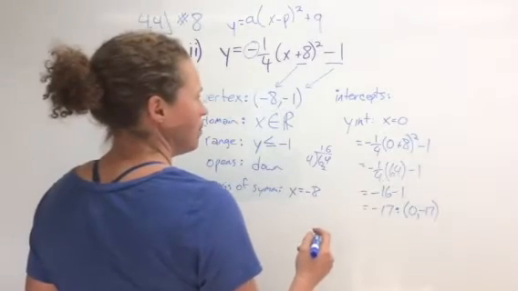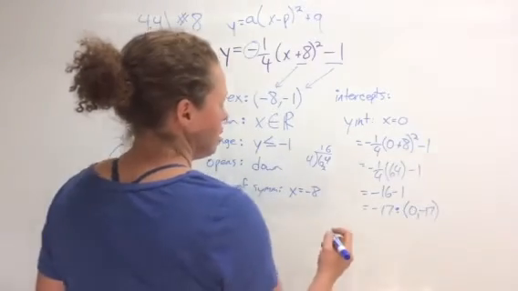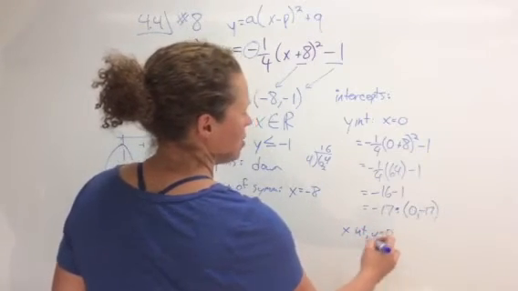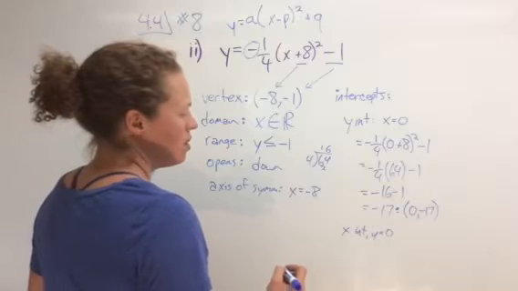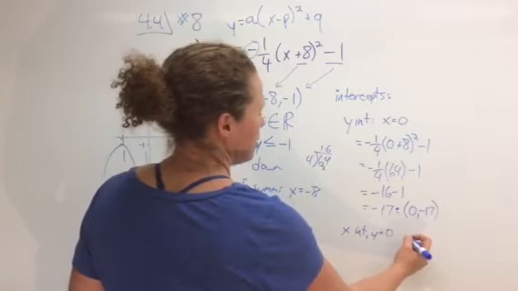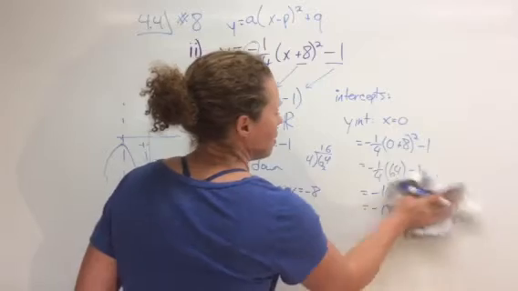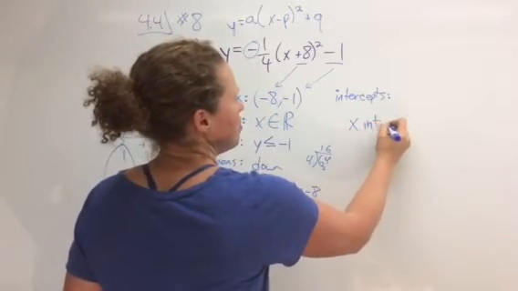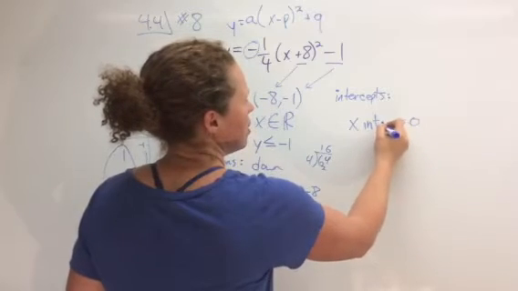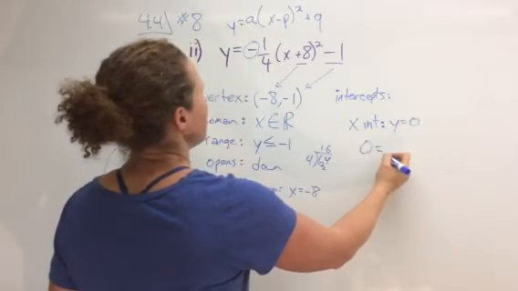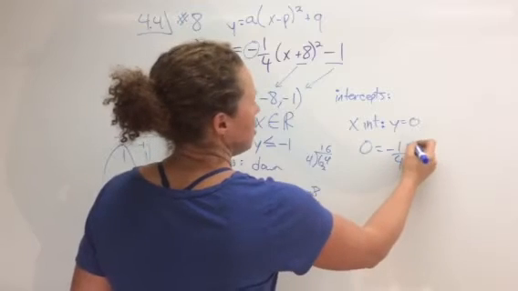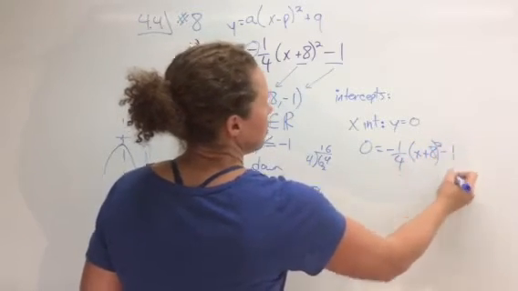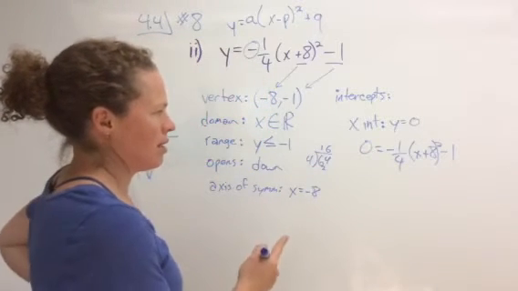Now, for my x-intercept, y is 0. So that means that I'm going to have to put my equation, I'm just going to get rid of this. For my x-intercept, y is 0. So I put the whole equation equal to 0 and solve for x.